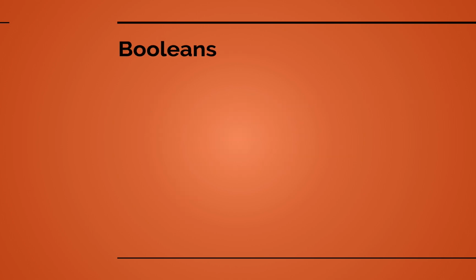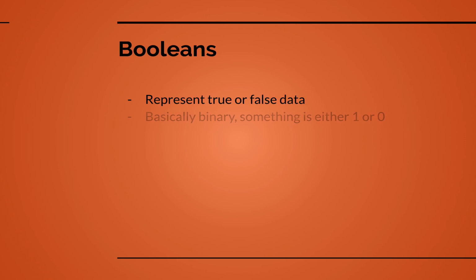Okay, so let's talk about Booleans first, because these are by far the easiest and most simple data type. These are just a true or false representation of data, so they can basically take on one of two states. If they're not true, they're false, and if they're not false, then they're true. So it's either one of the two. We can think about this as being binary. A binary state is something that's essentially either a 1 or a 0. It's either one state or it's the other, and it cannot be anything else.